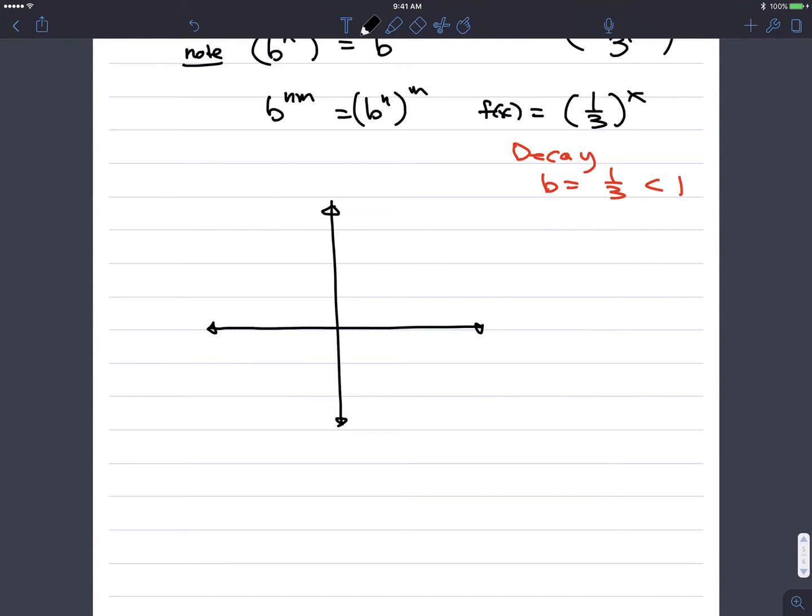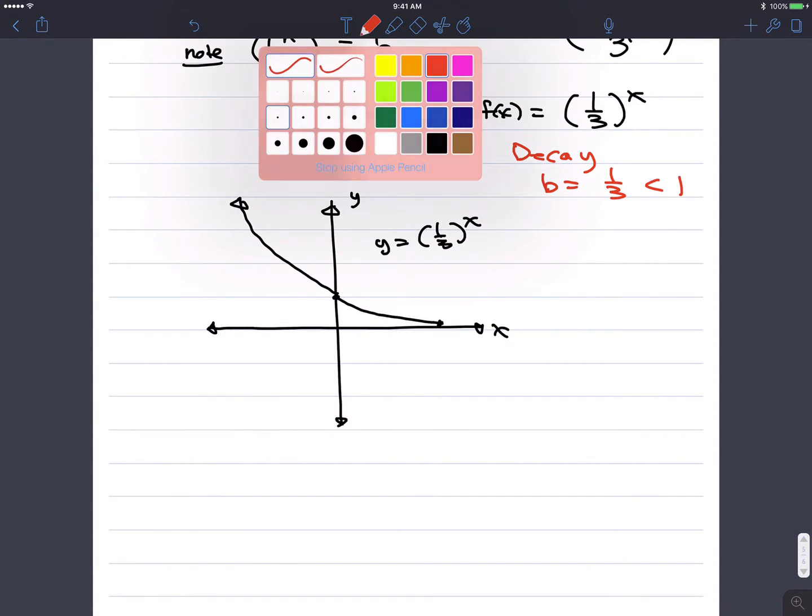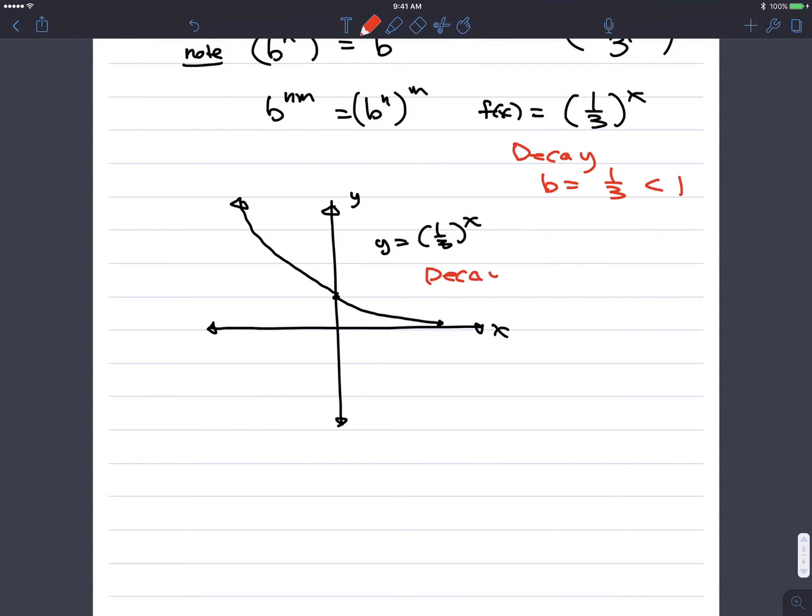Good old decay. Right? You go through (0, 1) again, where x is 0, y is 1. So we're going to go through this point here. And draw a decay. What does decay look like? It's going down to the x-axis as x gets big, and you have the reverse happening to the left there. This is the curve y equals (1/3) to the x power, where you have what we call exponential decay. That's all you have to do, is sketch that curve. Okay, you guys okay with that?